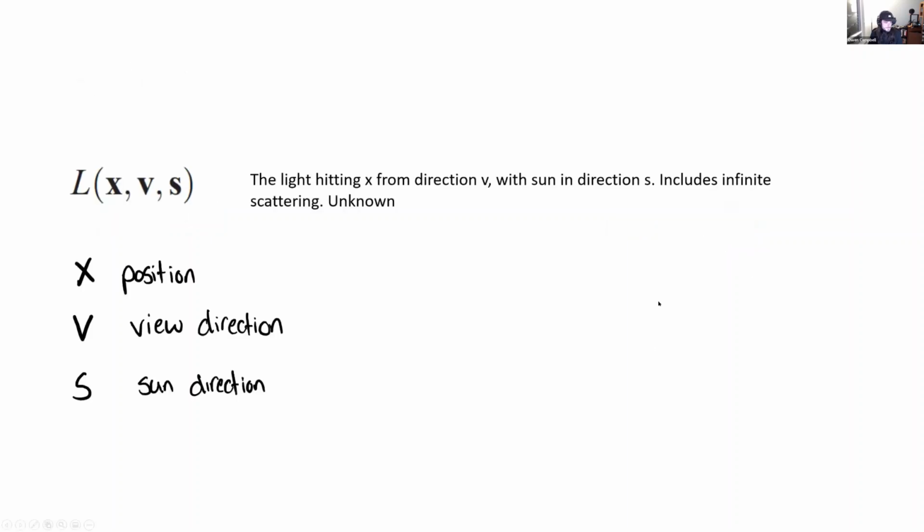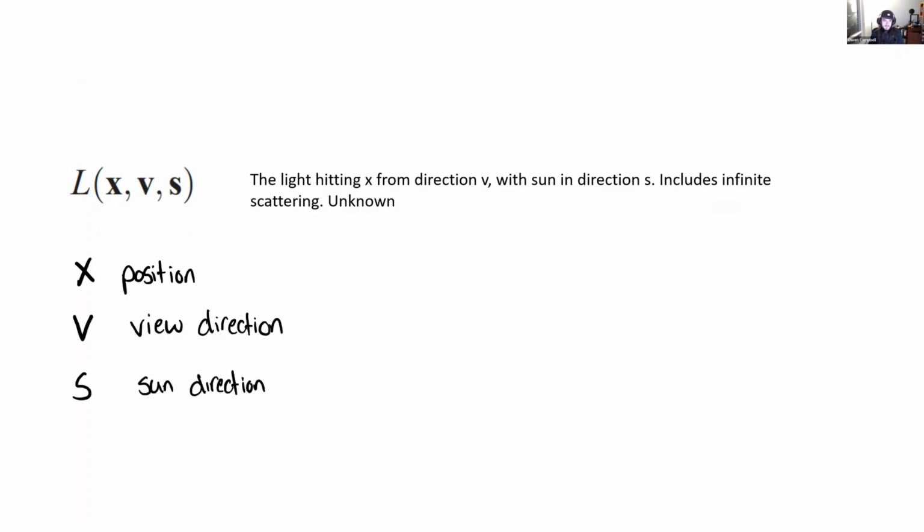Okay, I see in the chat that G is for forward scattering when G is positive, and when G is less than 0, it's backward scattering. Okay, that's interesting. I would like to learn more about that.